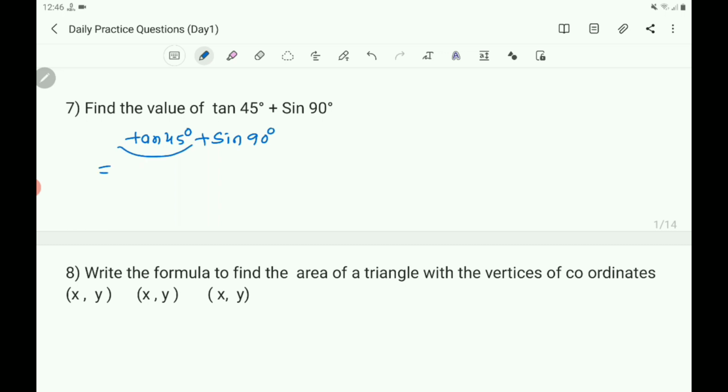Then what is the value of tan 45? You must know the value, that is 1, plus what is the value of sin 90 degree? The value of sin 90 degree is also 1. So then you will get 1 plus 1, 2. That is tan 45 degree plus sin 90 degree is equals to what? 2. 1 plus 1, 2.